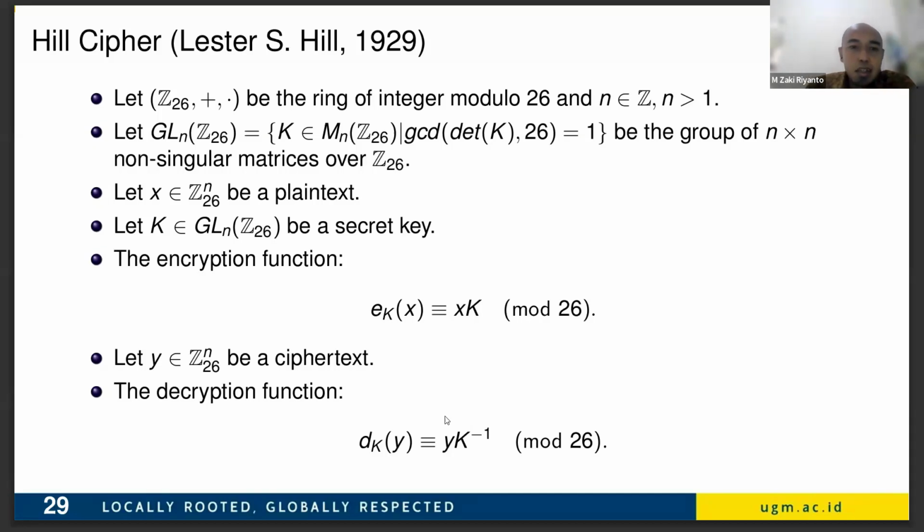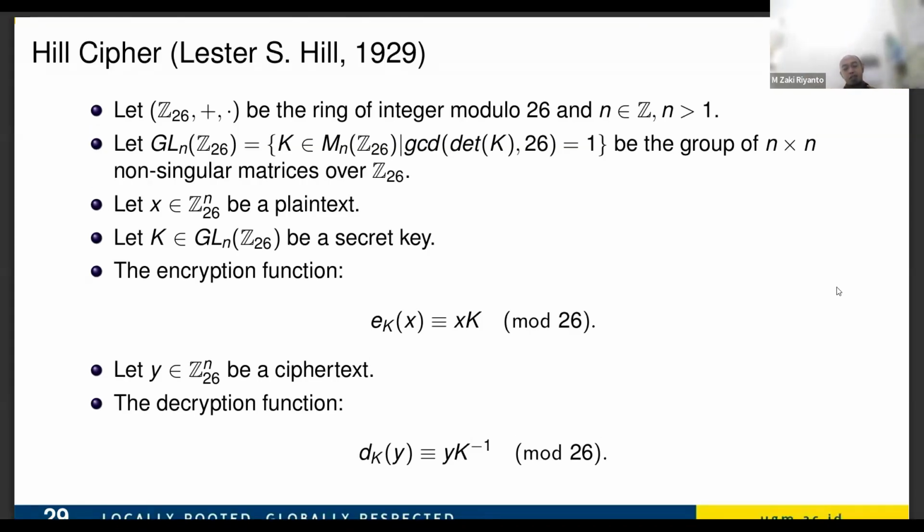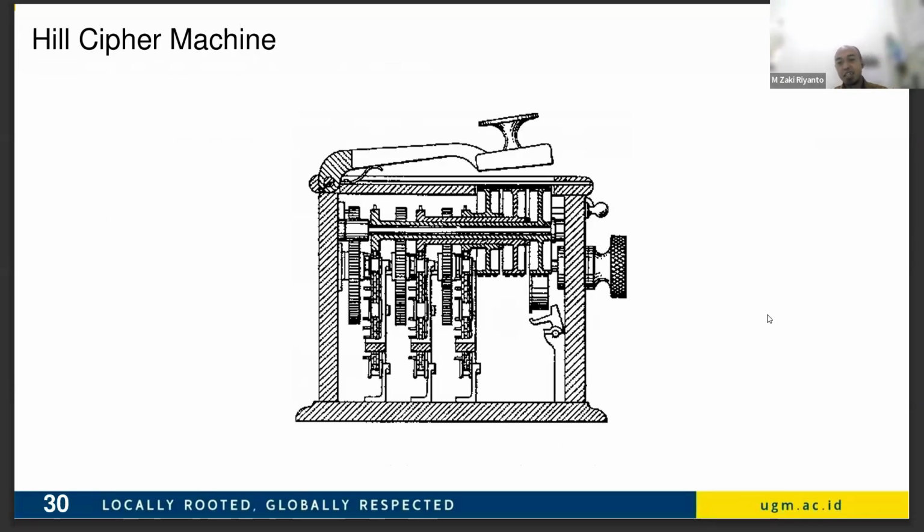And actually, the Hill cipher, in 1929, someone used it for military purposes. Actually, there was a machine that can compute a Hill cipher.